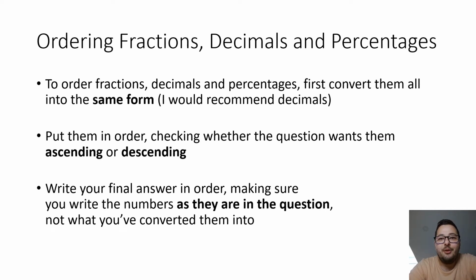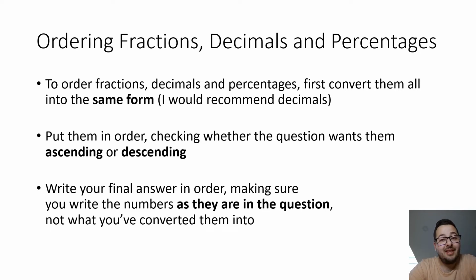Okay, so this is how you order fractions, decimals and percentages. So the first thing you want to do is convert them all into the same form. Now it's up to you which form you want to go to, but I would always recommend sticking them into decimals. They're the easiest things to compare in my opinion. Then you want to put them in order.